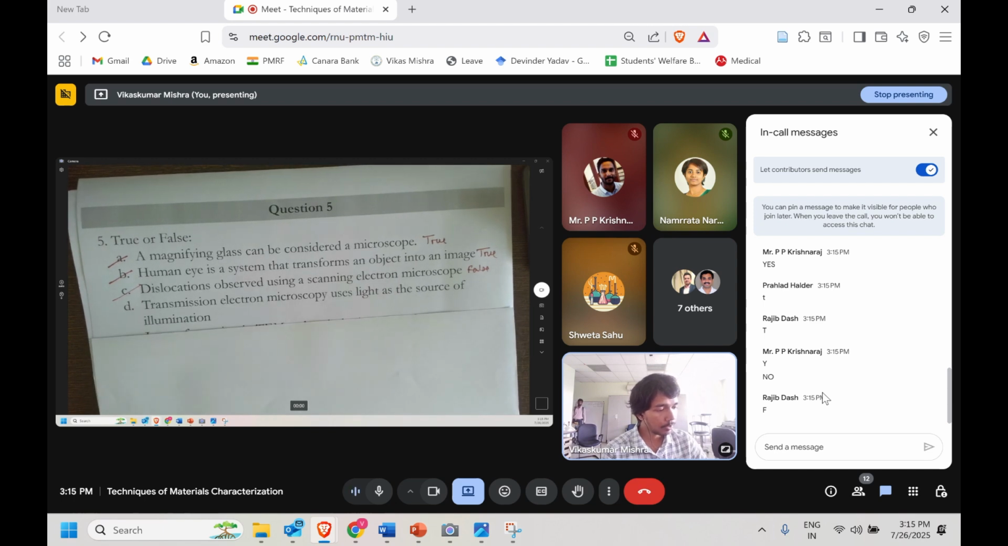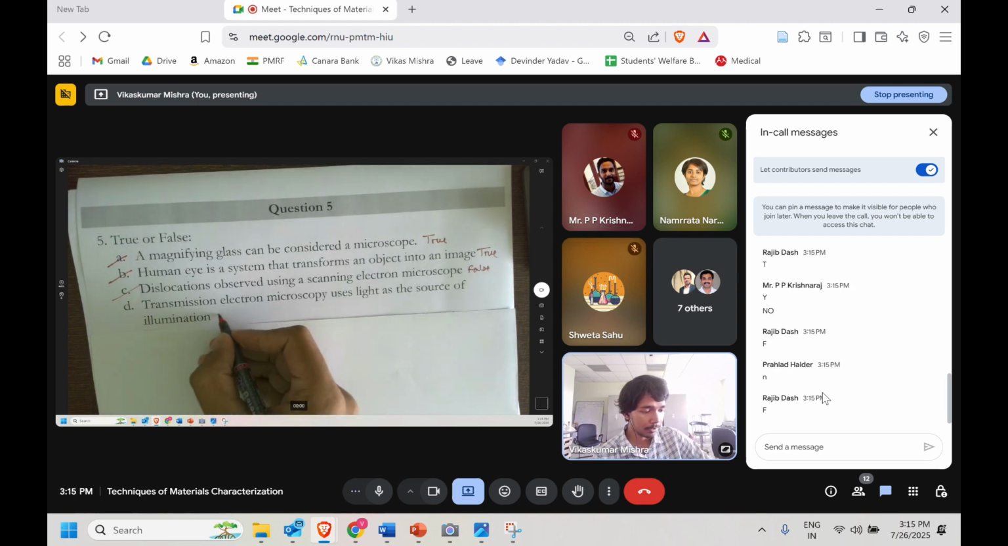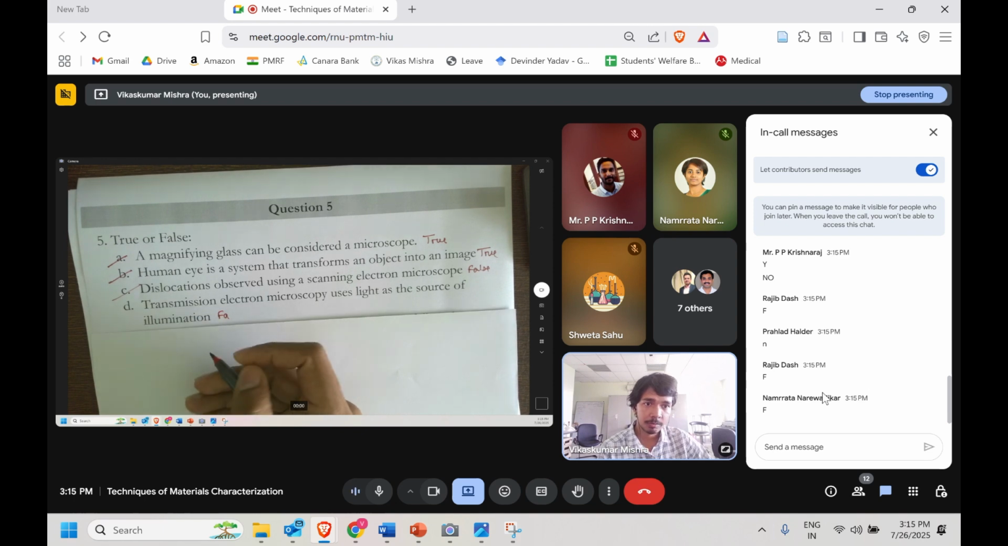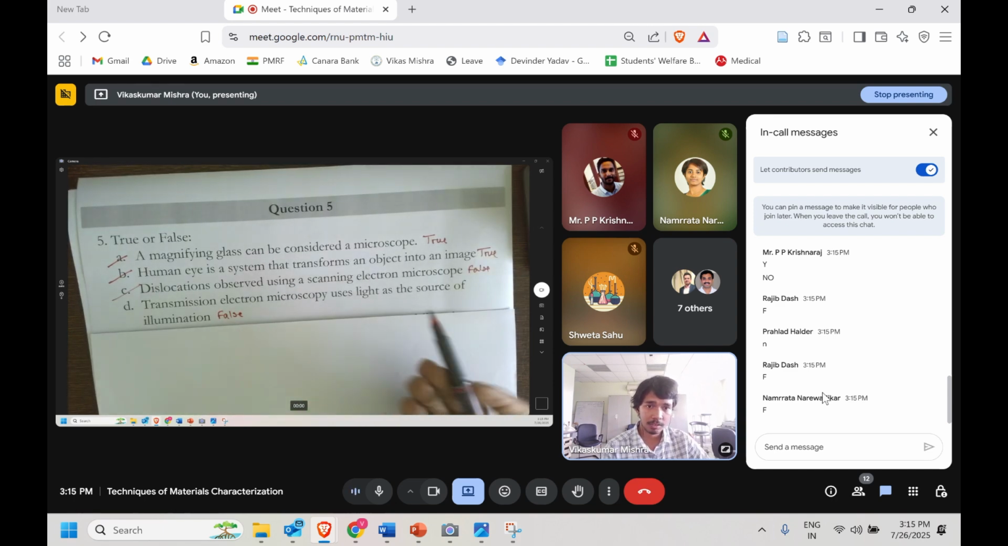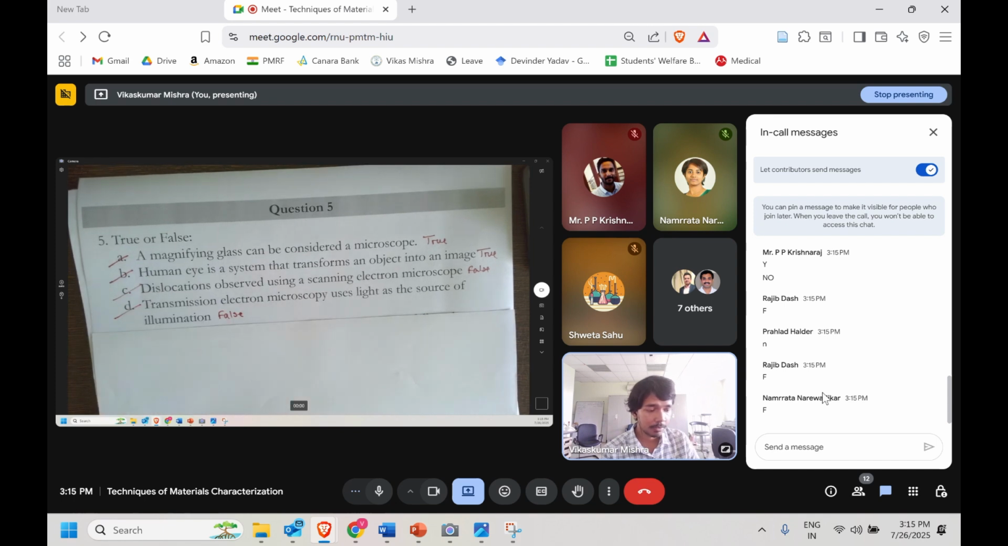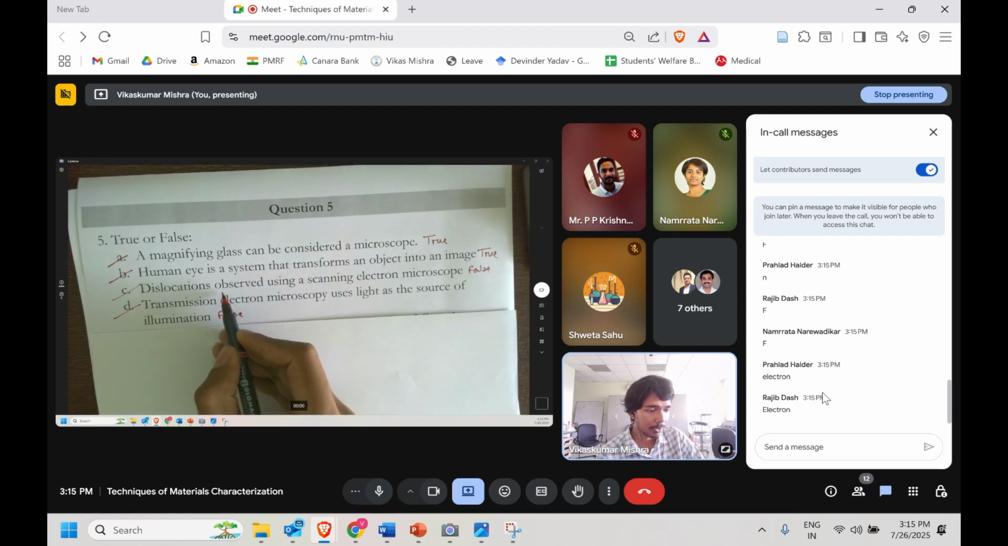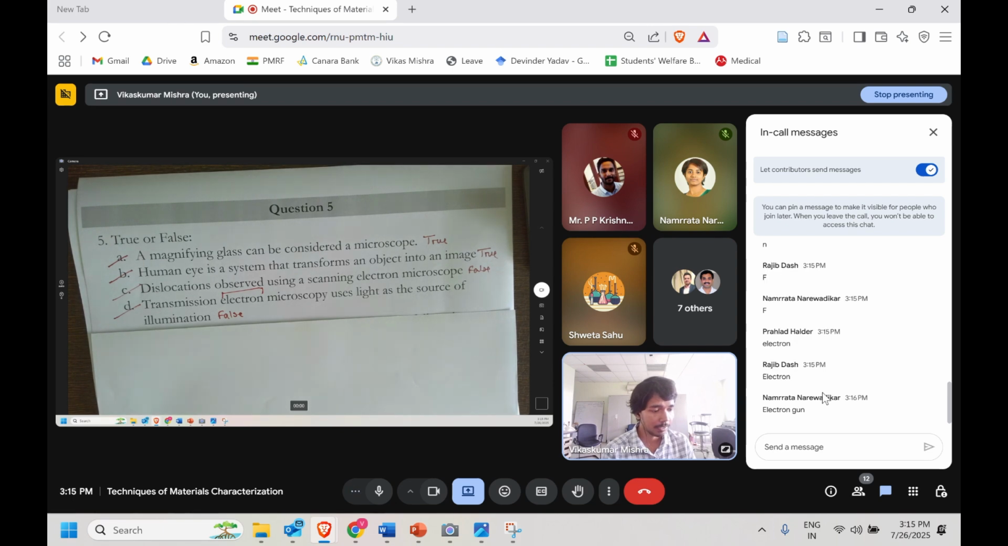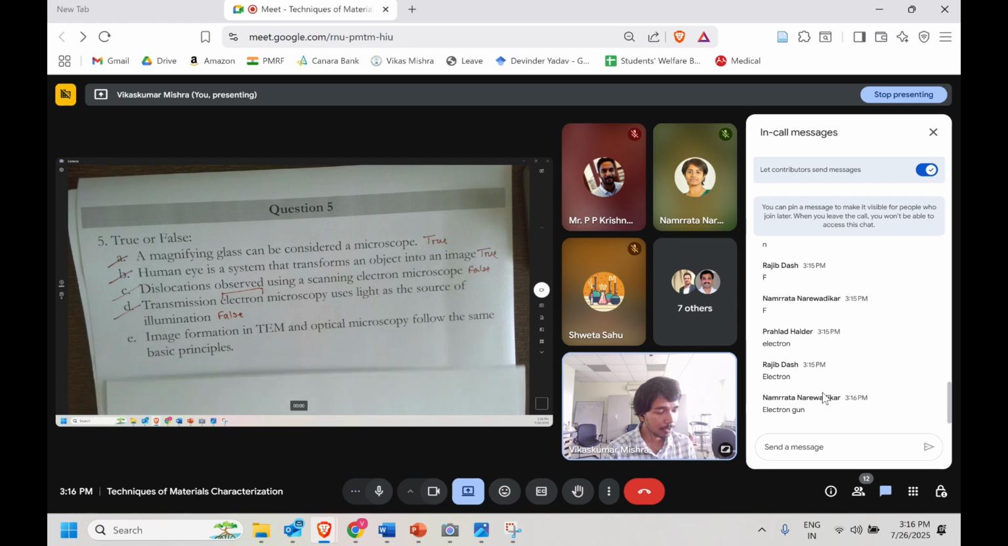Now, the transmission electron microscope uses light as the source of the illumination. So it's false. Then what does it use? Yes, Namrata and Rajiv. It's false. So what will be the right answer? If it's not using light, then what is it using? The word itself is the electron, right? So it is using the electron gun, Namrata.